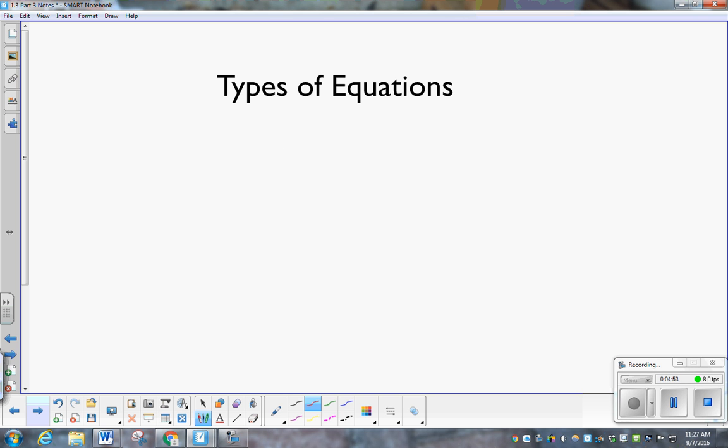All right, so now we're going to talk about types of equations. Go ahead and write down types of equations. There's three types of equations, and we touched on this a little bit in class already, possibly. So the first kind of equation is one that we've been talking about a lot, and it's called a conditional equation. A conditional equation is sometimes true.